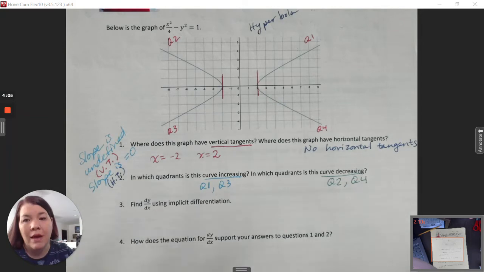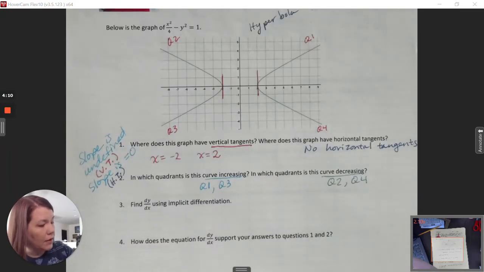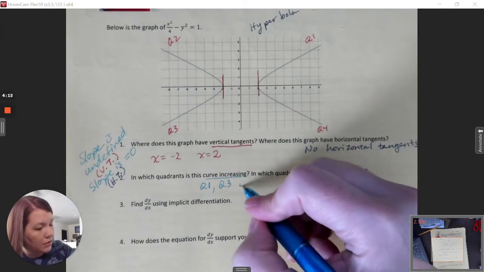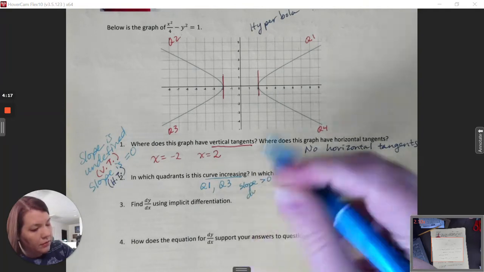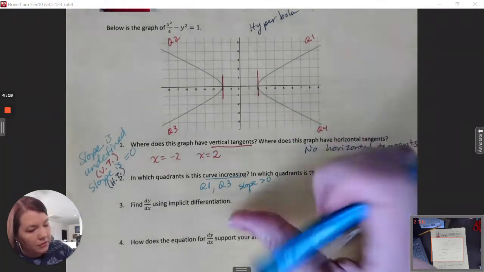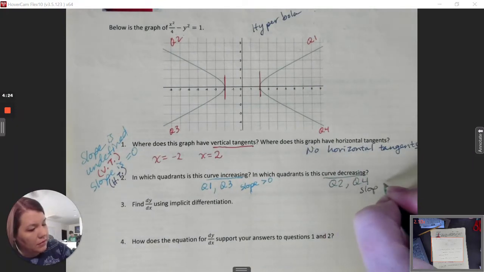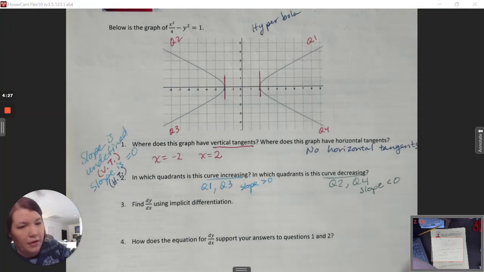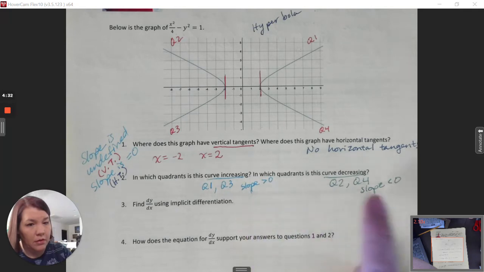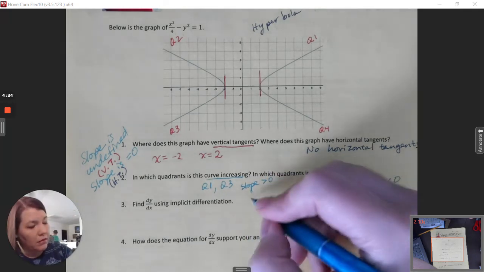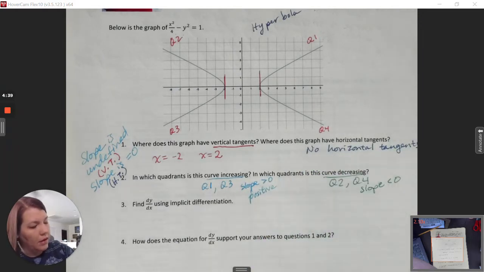And so when we look at that, we're looking at the slope again. So increasing means slope is greater than 0, and decreasing means slope is less than 0. So we've got a positive slope and a negative slope. I'll write that down.